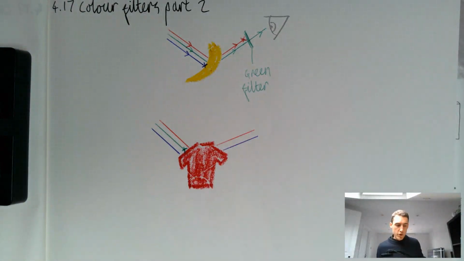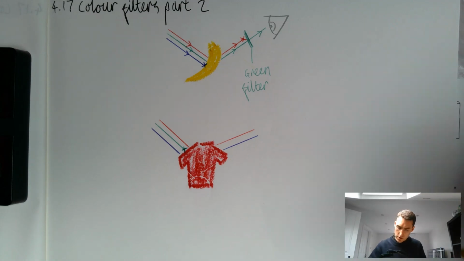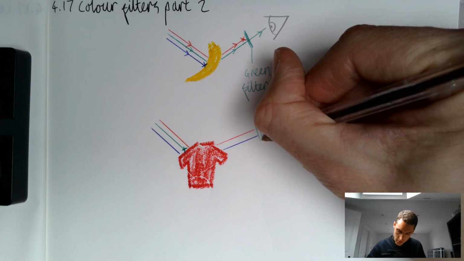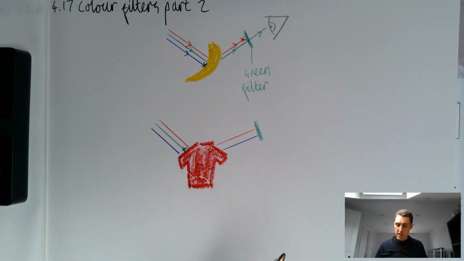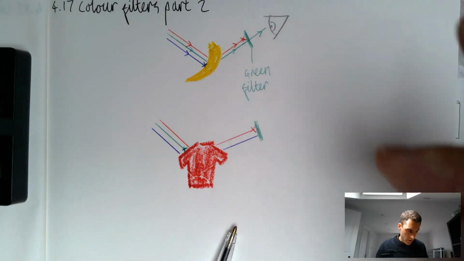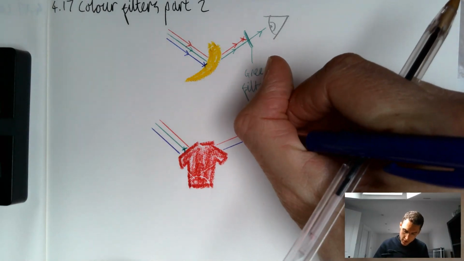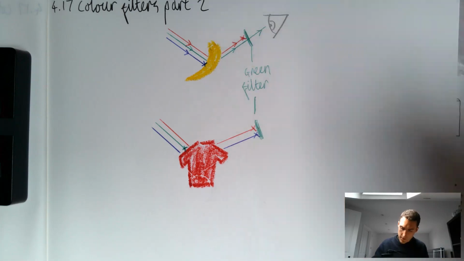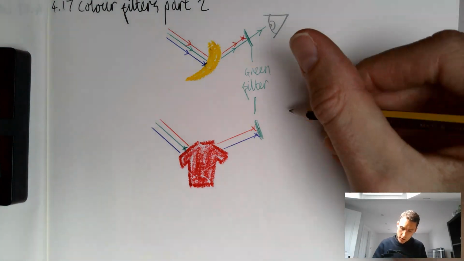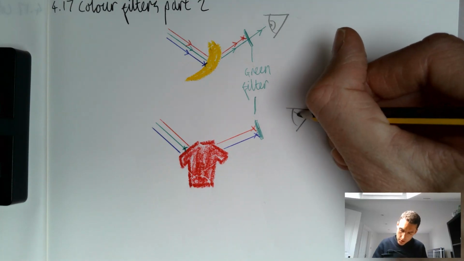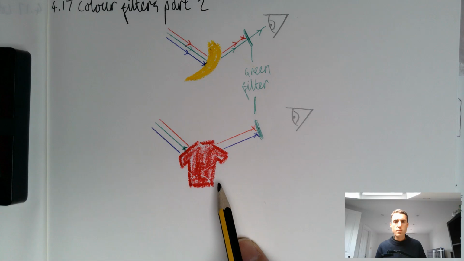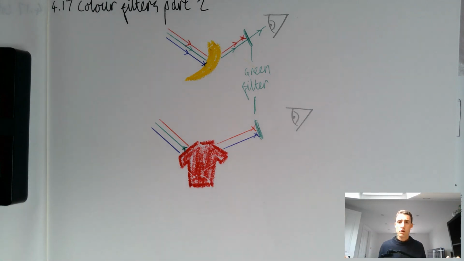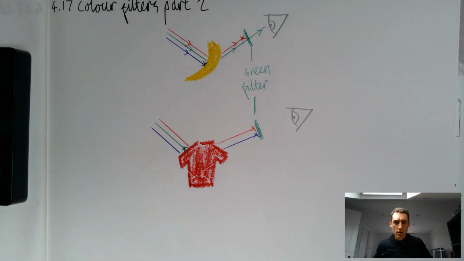So let's imagine I viewed this one through a green filter. Well, in this case, neither the red or the blue would be transmitted, they would both be absorbed. I'm going to add a label here for the green filter. And therefore what would reach the eye? Well, no light at all. And therefore my lovely magenta t-shirt when viewed through a green filter would appear to be black because no light would reach the eye. Now you can probably see, you can come up with your own examples for these.